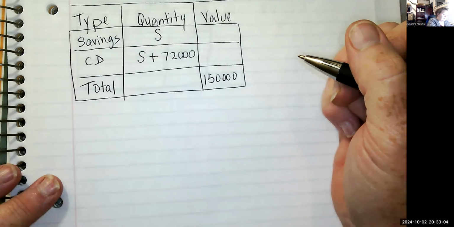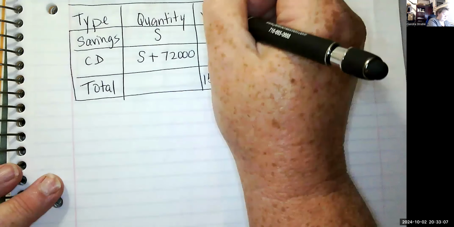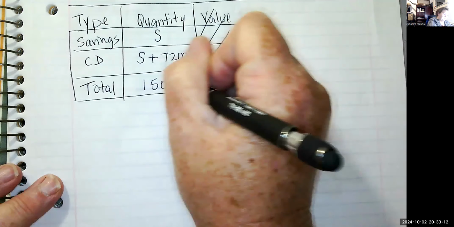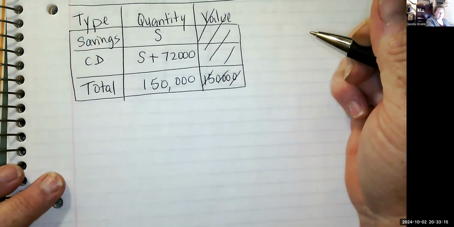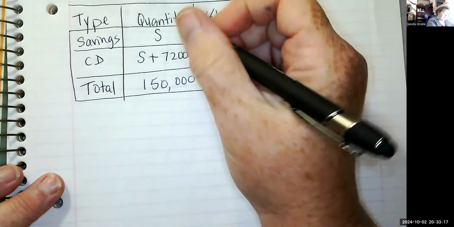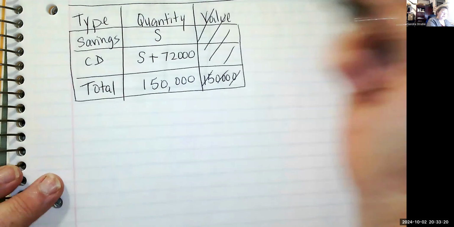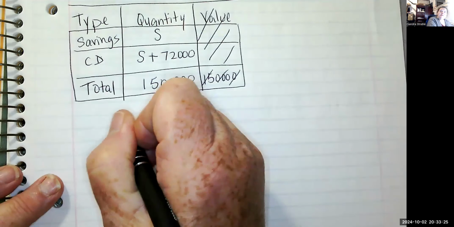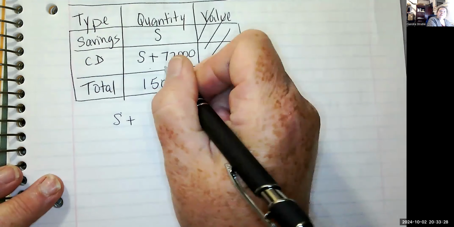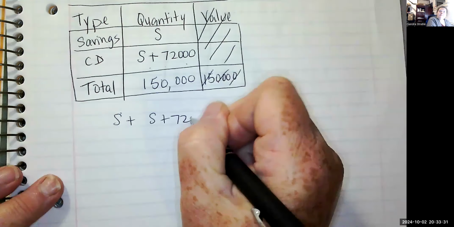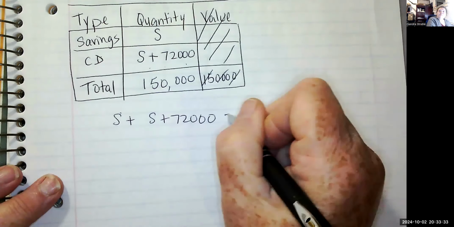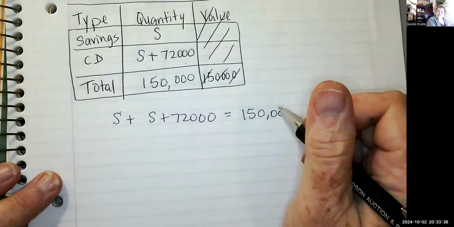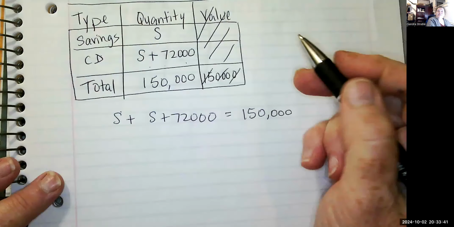Oh, that's all I need to do. Okay, so I don't even need to do this part for this one. So I'm going to move the 150,000 over here. Hadn't read it prior to prepping this. All right, so we're just going to say that how much she invested in the savings plus how much she invested in the CD is equal to the total. So quantity is S for the savings, S plus 72,000 for the CD, and the total she invested was $150,000. Let's solve for S to see how much she invested in savings.